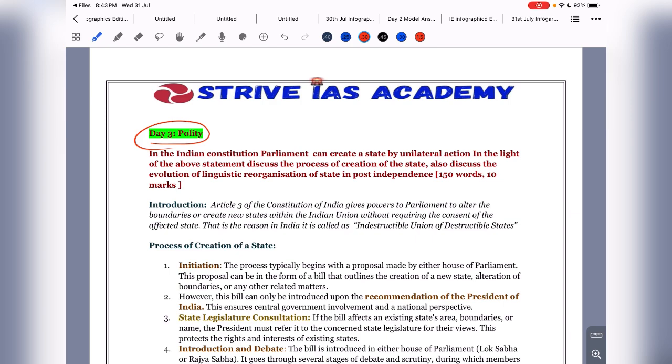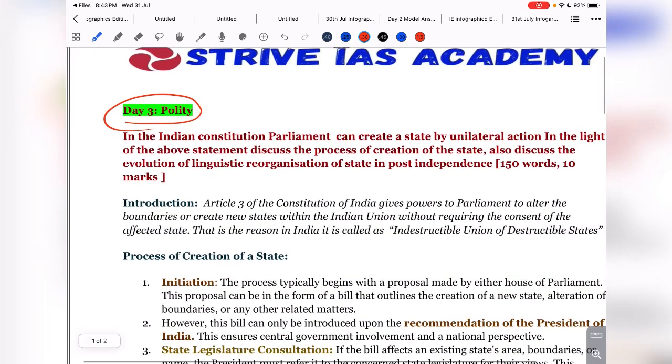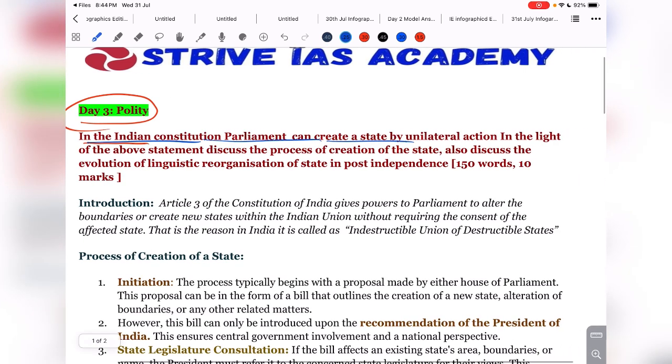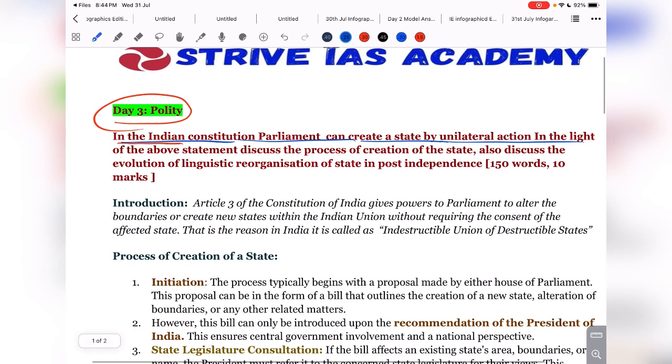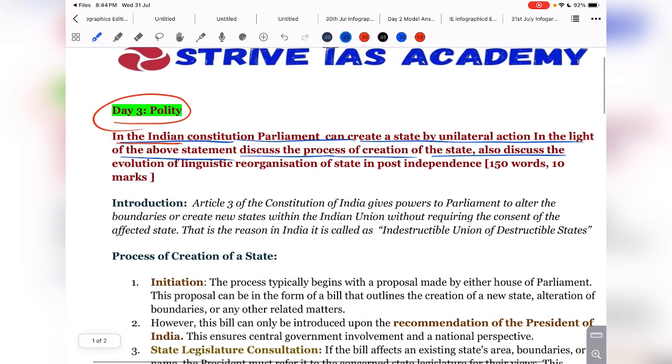Okay, let's start the discussion about Day 3. The question is: in the Indian Constitution, the Parliament can create a state by unilateral action. In light of the above statement, discuss the process of creation of a state. Also discuss the evolution of linguistic reorganization of states in the post-independence period. It is 150 words and 10 marks, and you have to write the answer in 7 minutes.